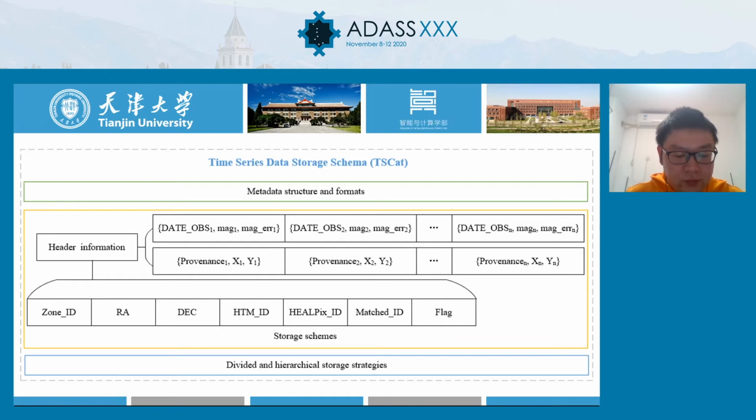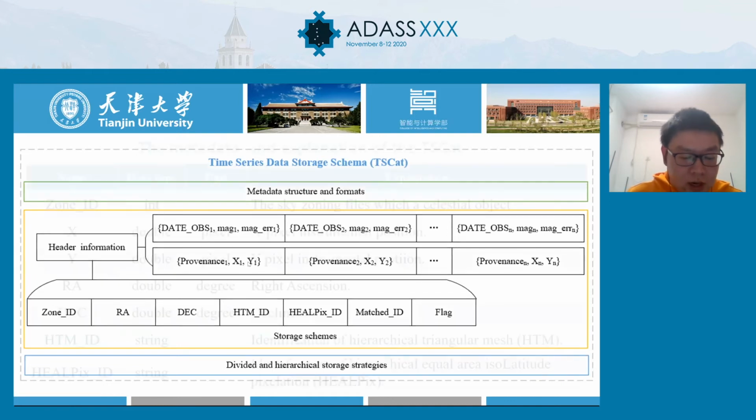To make the best use of storage space, the time series tuples used in light curve analysis only record observational times and magnitude information, specifically date of observation, magnitude, and magnitude error. The tuple used for tracking sub-images records provenance information such as provenance, X and Y.